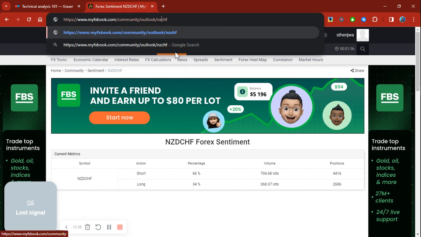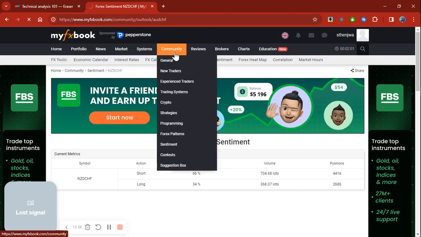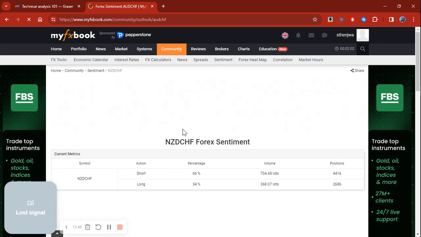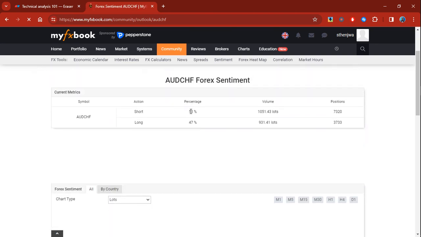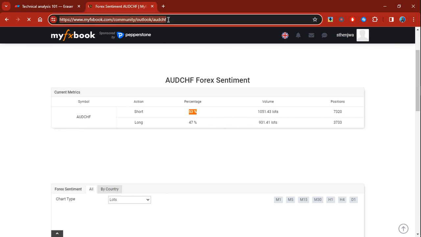And then the next trade that we have is AUD CHF, right? So let's check out AUD CHF. Let us see. 53% are selling AUD CHF, still below 60. So in this one, I'm also confident that it will push higher in my direction, because the majority is essentially selling in this case, right?